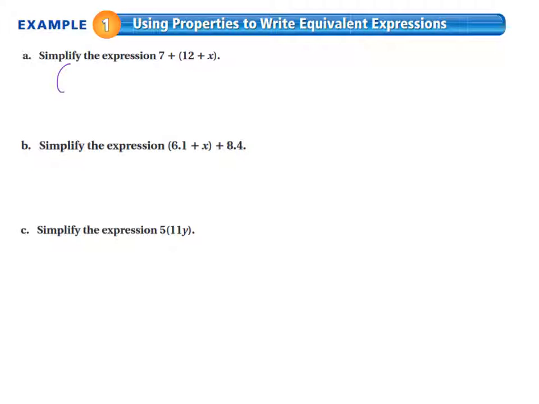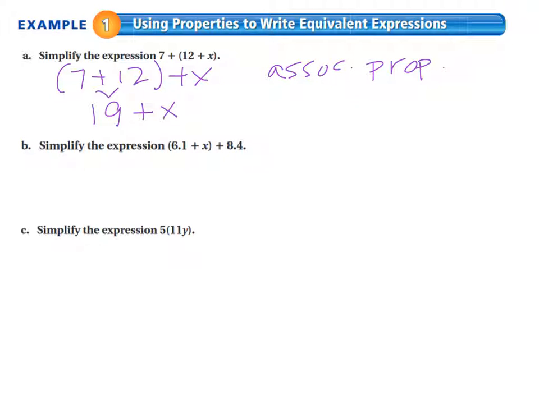So if I rewrite this as 7 plus 12 plus x, and I'm going to write down which property I used, associative property, I can actually simplify this a little bit. So in parentheses, I have 7 plus 12, which is 19, and then I have the plus x. That's more simple than 7 plus the quantity 12 plus x, and that would be my answer. Because I can't simplify anymore. I can't add 19 plus x because I don't know what x is yet, and you can't add a variable to a constant, which is what I have.